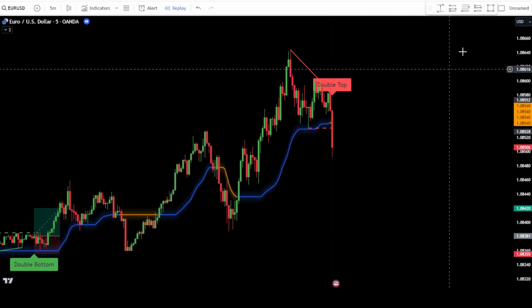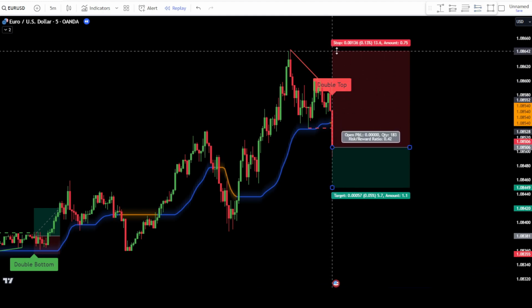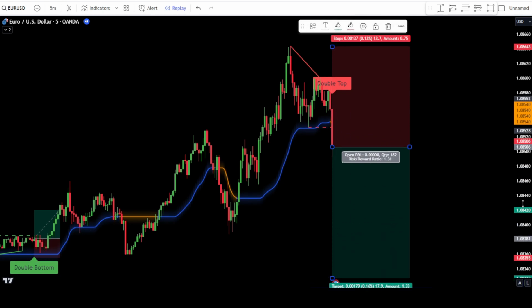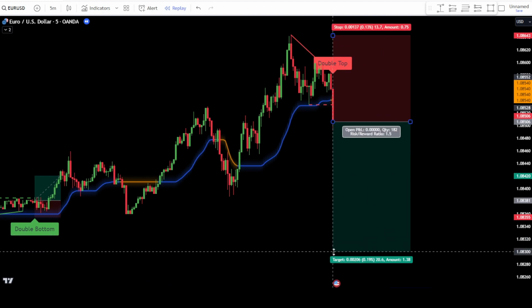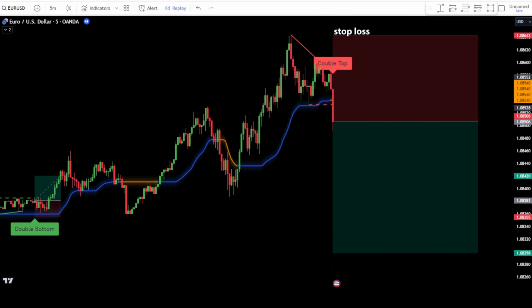4. If all conditions are confirmed, you can place a sell order after the bearish candlestick has closed. 5. Then, place a stop loss at the first top point. 6. Target the take profit using a risk-reward ratio of 1 to 1.5.